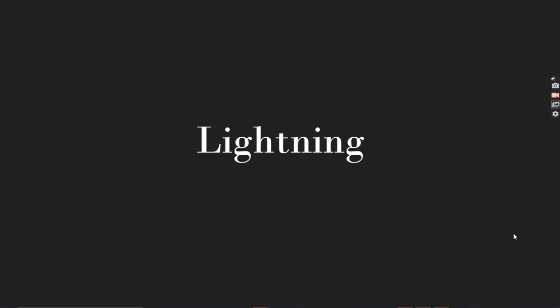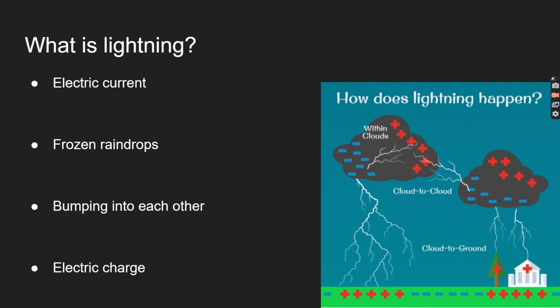Today I'll be talking about lightning and how it relates to electricity and what we've been learning in class. First, let's talk about what lightning is. Lightning is an electric current that is trying to find the ground, that is why lightning strikes the ground. But we need to know how lightning is formed.